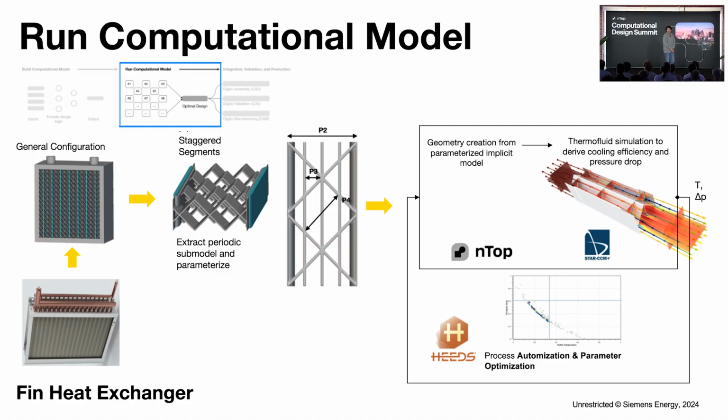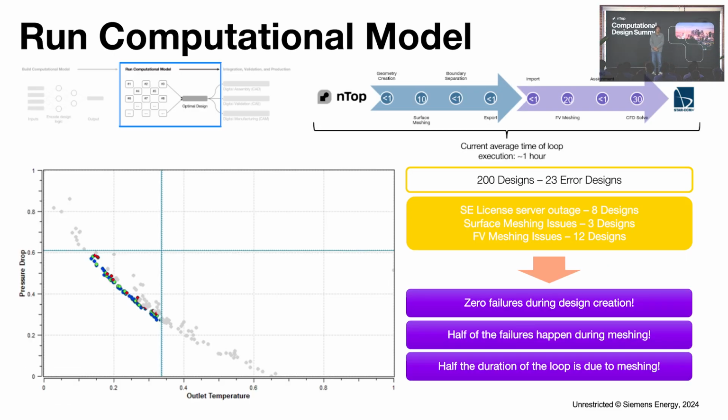So running the model, once you've had that model built, Siemens Energy is exploring really rapid numbers of iterations through a model like this shell-thin heat exchanger for a traditionally manufactured cooling system. They were able to run 200 designs with only 23 errors. Using a traditional BREP-based CAD tool, they would be happy with about 30% of the results coming out successfully. This is close to 90%.